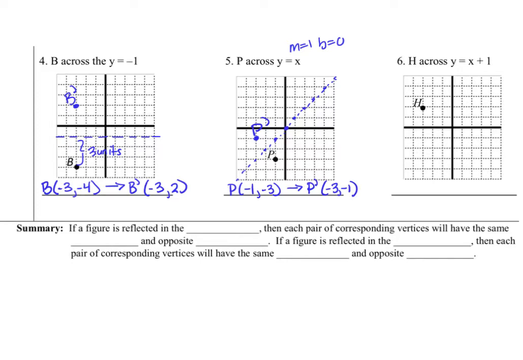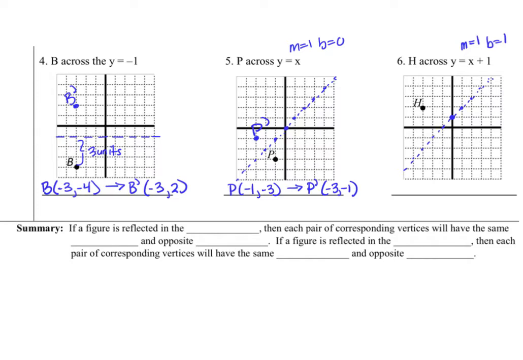Next, let's look at number 6. We're reflecting H across the line y equals x plus 1. So what is your slope? What is your y-intercept? To be able to reflect the point correctly, you have to graph the line correctly. This line has a slope of 1 and a y-intercept of 1. So I go up to my y-intercept, plot my point at 1, and then we go up 1, right 1 to graph the line. I would just like to make my lines dotted.